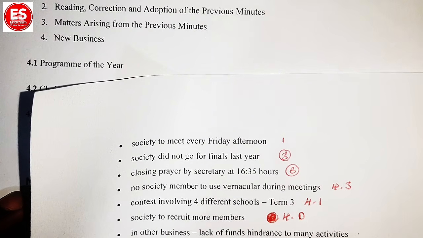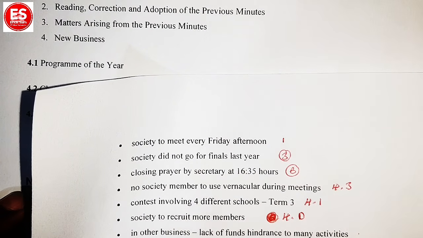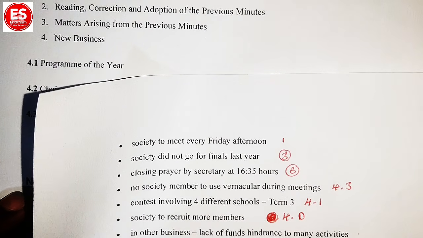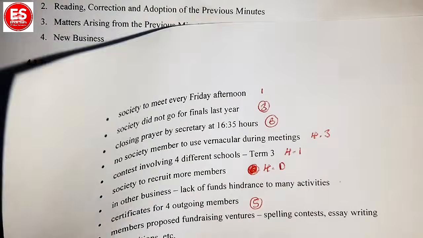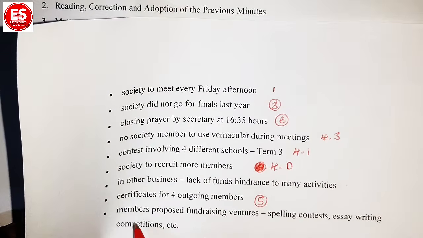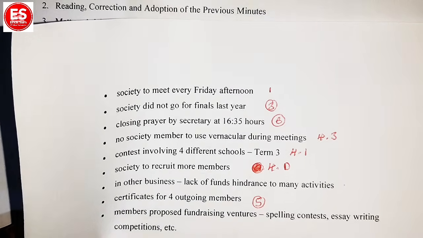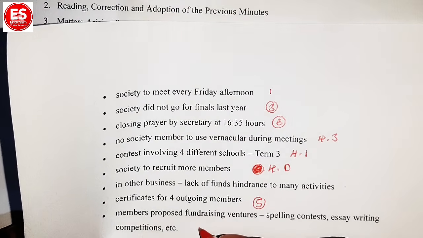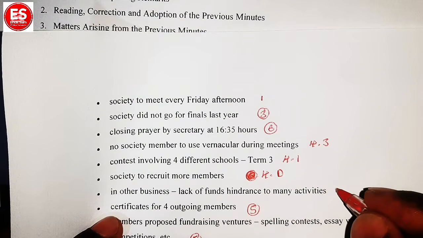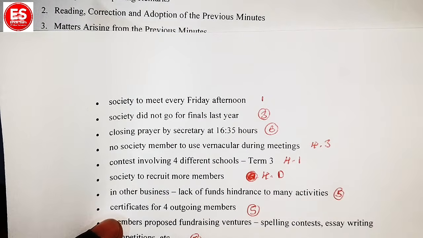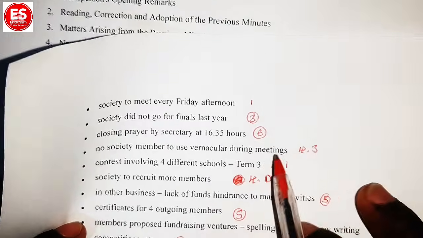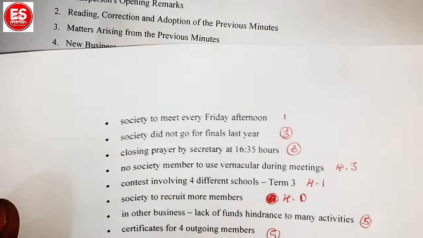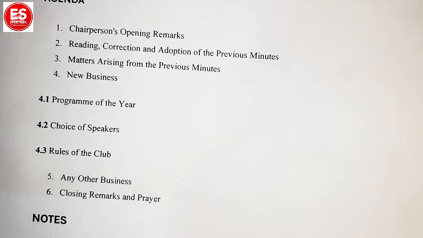This one in other business, which is number 5. Okay. Then members propose fundraising ventures in other business. This one also in other business. Okay. Then what else are we remaining with? Okay. Anyway, now let's start writing from there without wasting much of our time.